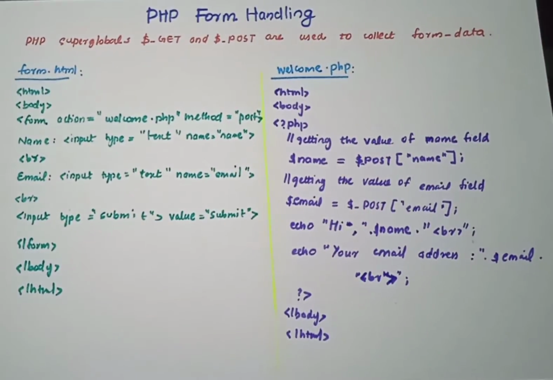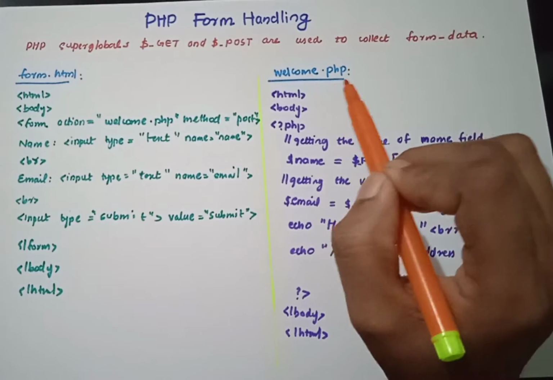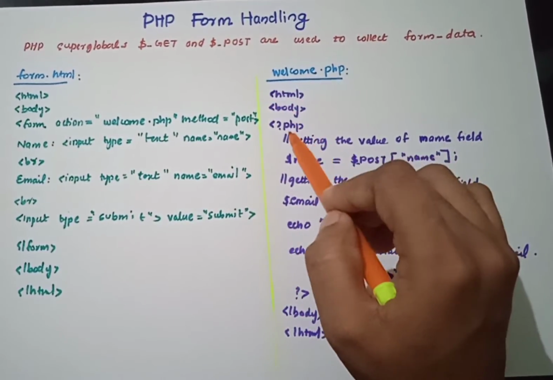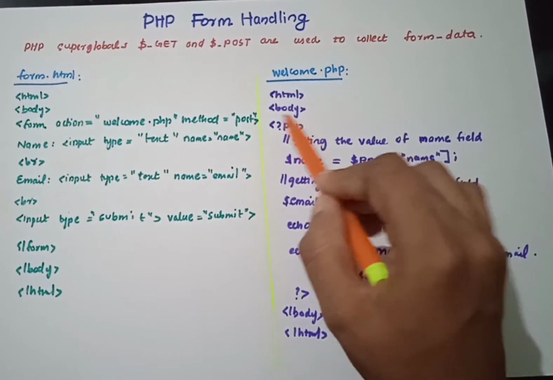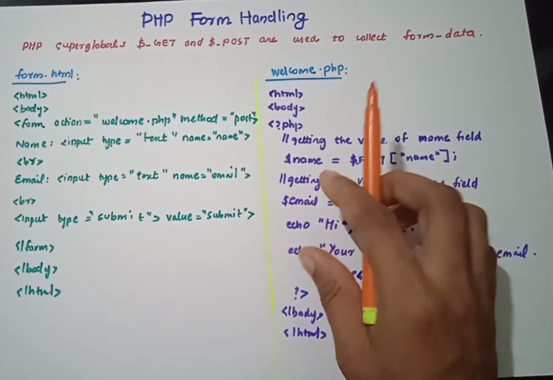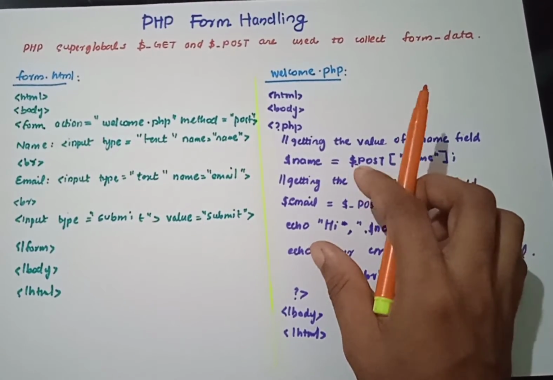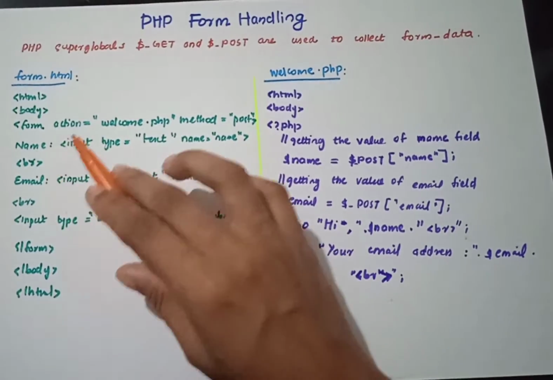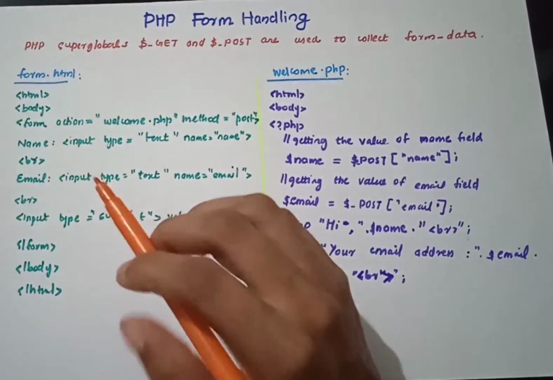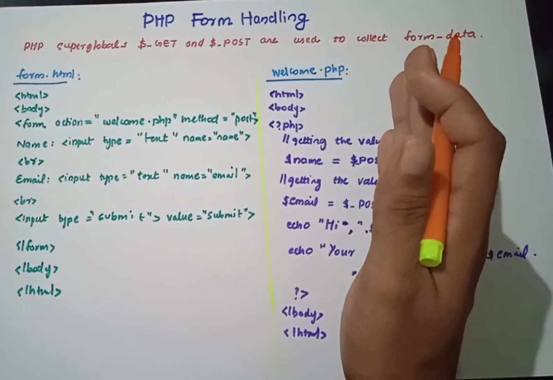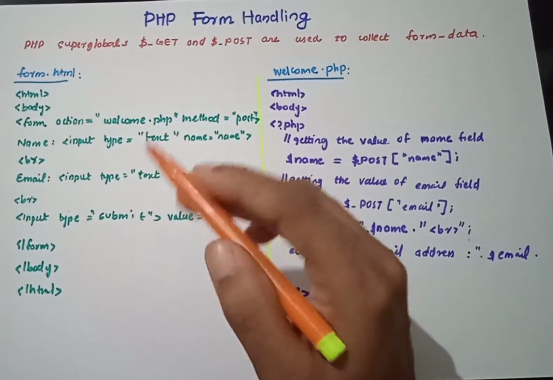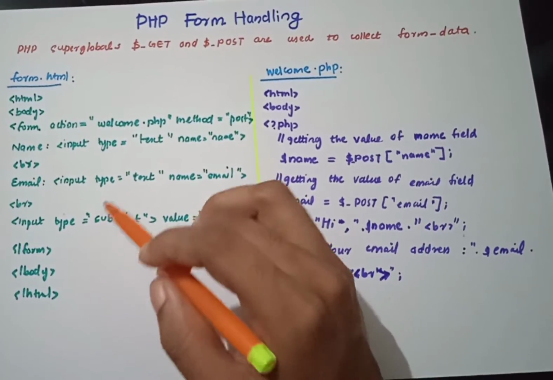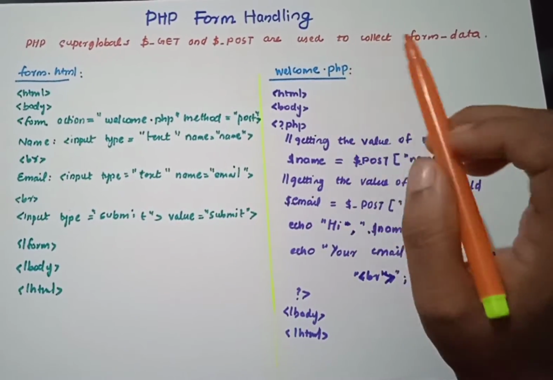How to implement the welcome.php file? Let's see. We started with our HTML body tag, and inside we wrote our PHP starting tag. So what is the purpose of this file? We have got all the input data from the HTML form, and now it's time to output these things, or to see what the users actually entered in these fields. So that is the purpose of using this.